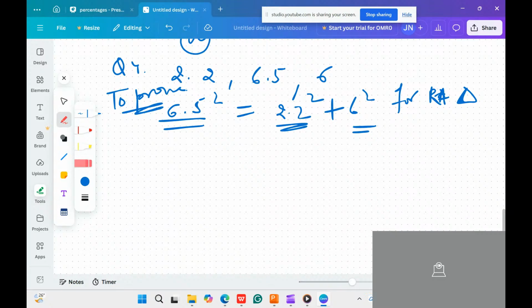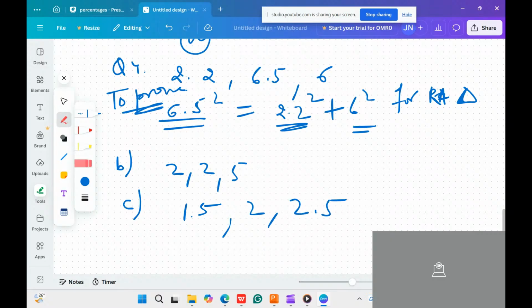You found it? Okay. Answer the question, and once you're done with this, try the B and C parts also. The B part says the numbers are 2, 2, and 5, and for the C part it is 1.5, 2, and 2.5.